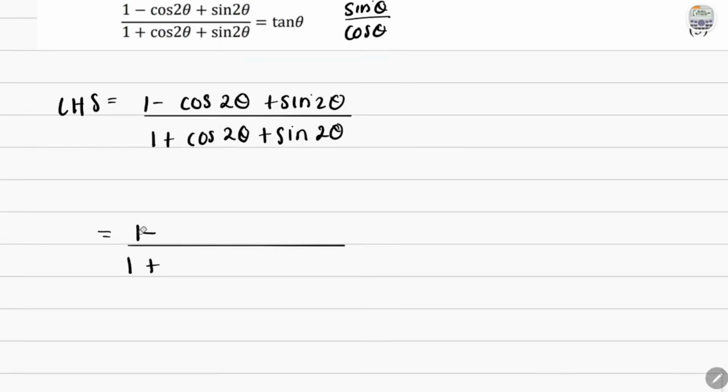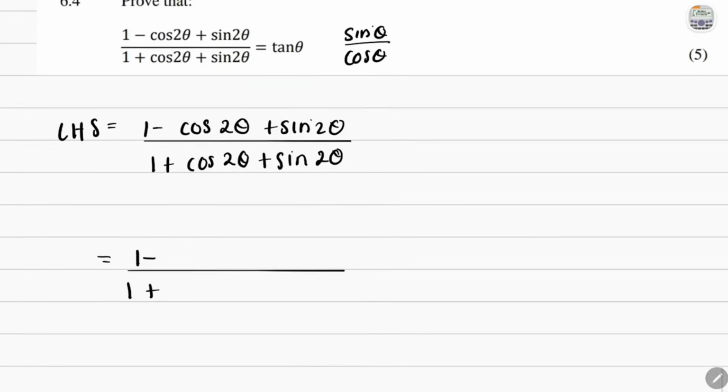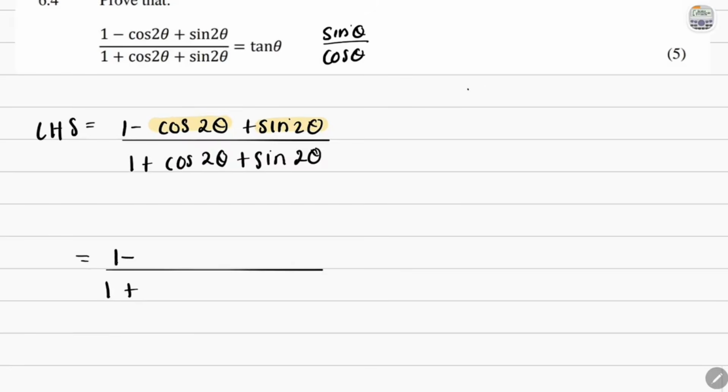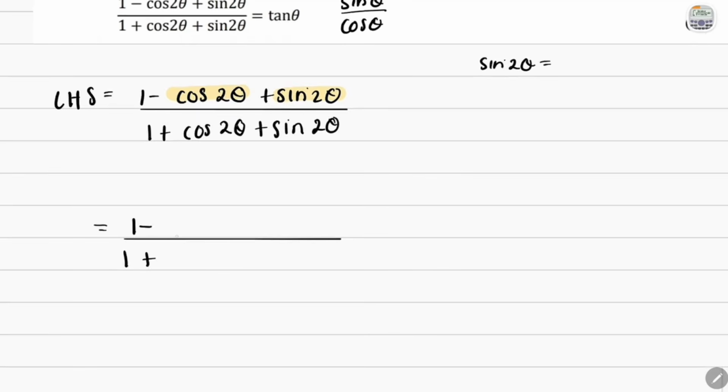So 1 is a distraction here. We need to get it out. So we have cos 2 theta and sine 2 theta. But sine 2 theta doesn't really have a choice. It only changes to one thing. Sine 2 theta will only change to 2 sine theta cos theta. So I'm actually going to put that down first, and just leave some space. So this is 2 sine theta cos theta. That's what the other term looks like.